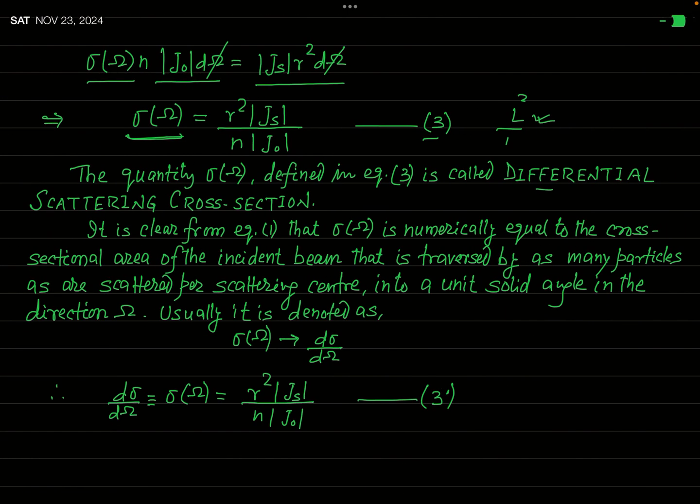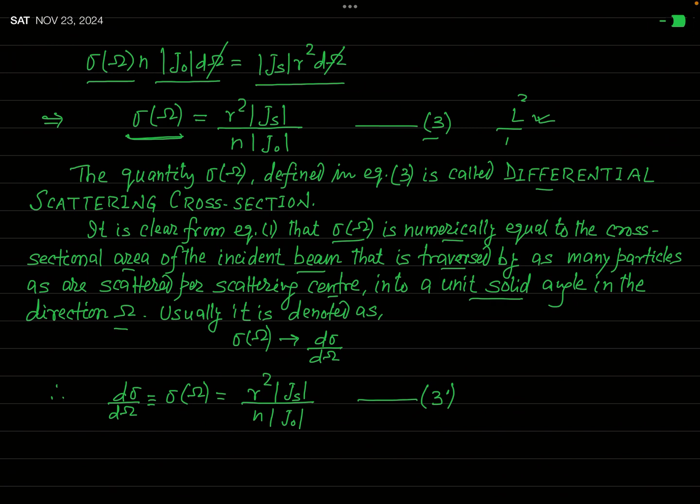So I have written this definition here: it is clear from equation 1 that sigma omega is numerically equal to the cross-sectional area of the incident beam that is traversed by as many particles as are scattered per scattering center into a unit solid angle in the direction of omega.